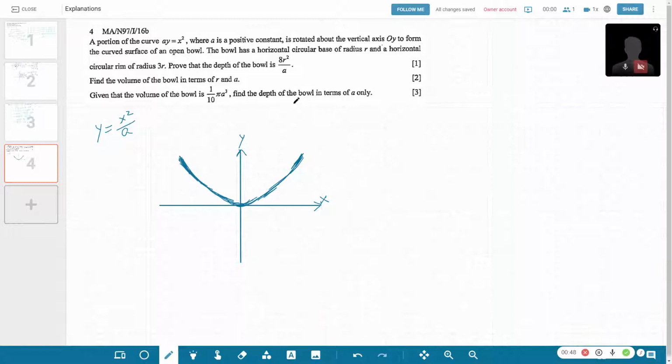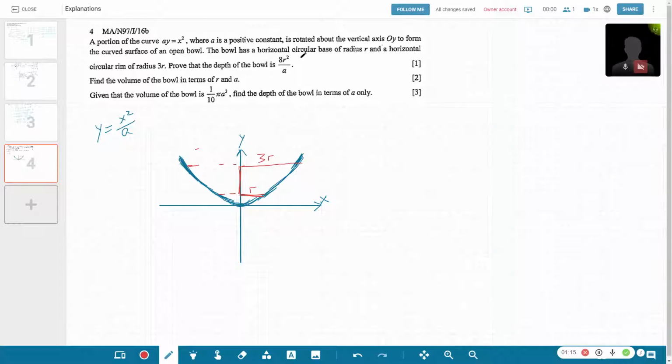One line. So now for the vertical axis y, it has a horizontal circular base of radius r and a rim of radius 3r. So this thing is rotated around the y-axis. So let this be r and let this be 3r. So this is the height. When this part is rotated about the y-axis, you get a bowl. That's what they are trying to say.